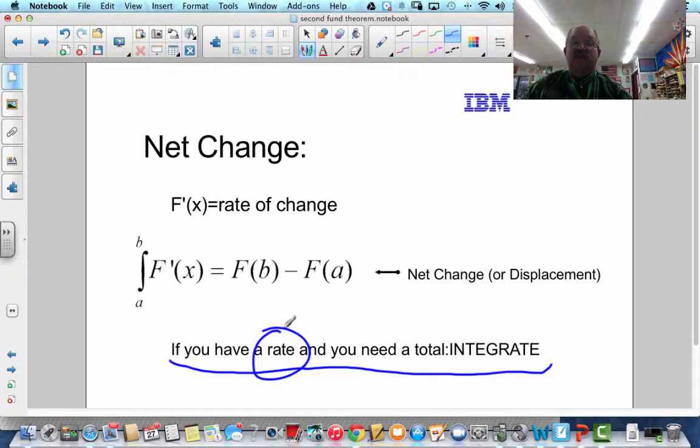If we have a rate and we need a total, we can integrate that rate from the start to the finish and get a total amount of change.